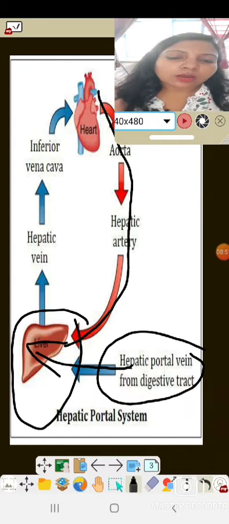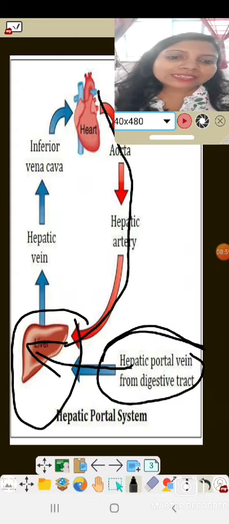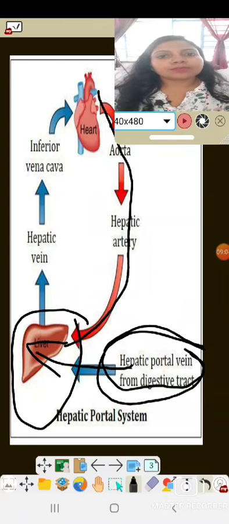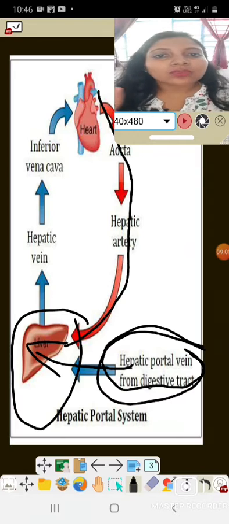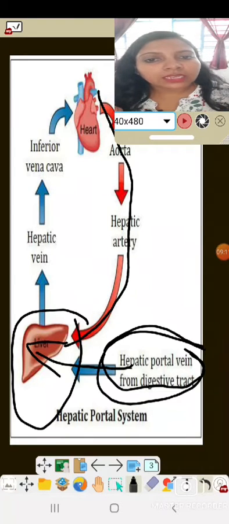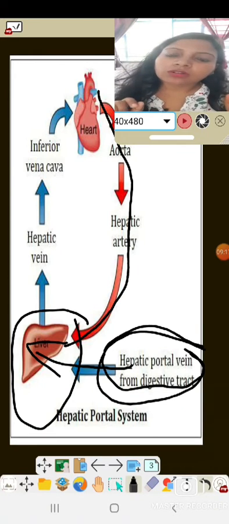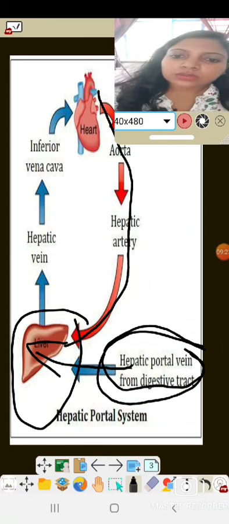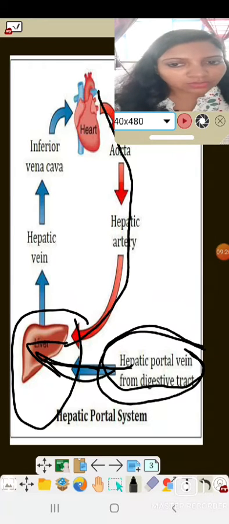Then soon after, the blood is ready, but the blood is deoxygenated because of certain activities that took place during digestion. During the digestive process, all the activities have been done, and as you all know, the cells respire. When the cells respire, carbon dioxide is released more. So this carbon dioxide is released, and the blood has now become deoxygenated. So the hepatic portal vein is carrying the deoxygenated blood.